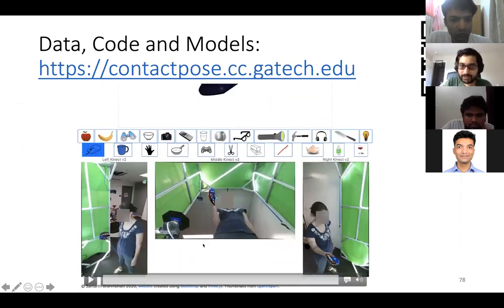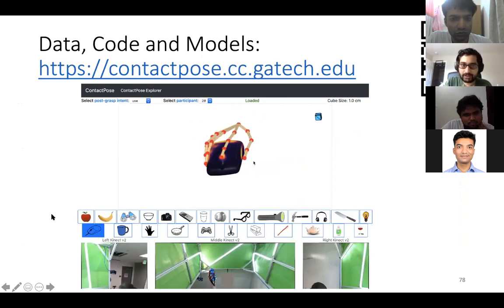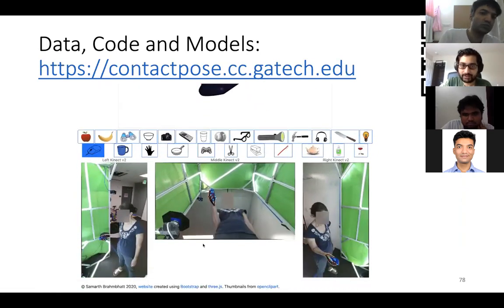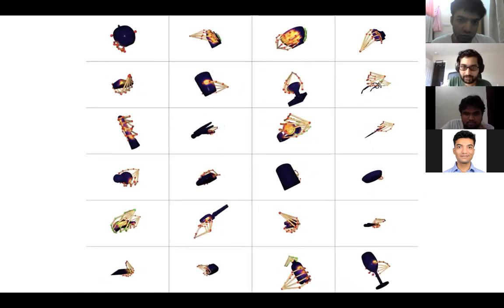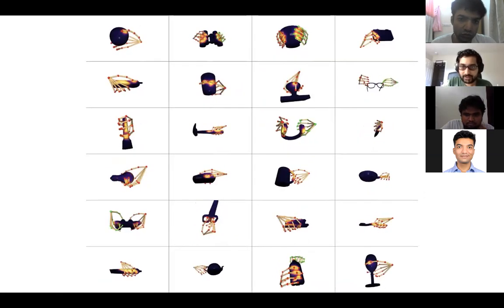And again, there's a new website, contactpost.cc.caltech.edu, and if you go to that website, you can check out this entire data set, and you can download all the data and all the code for using the data set. And here's just an example: lots of different grasps that are present in the data set, and images with the 3D information projected inside them from the three different Kinects.